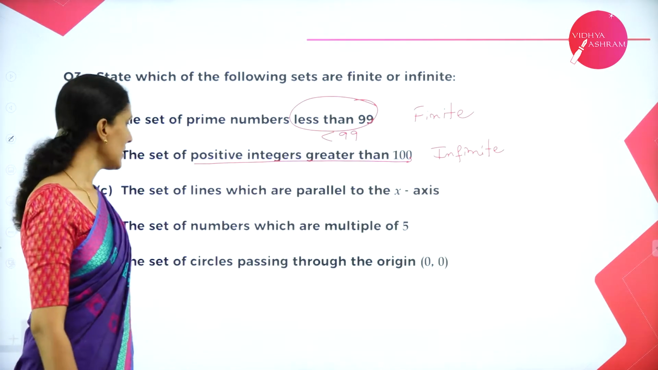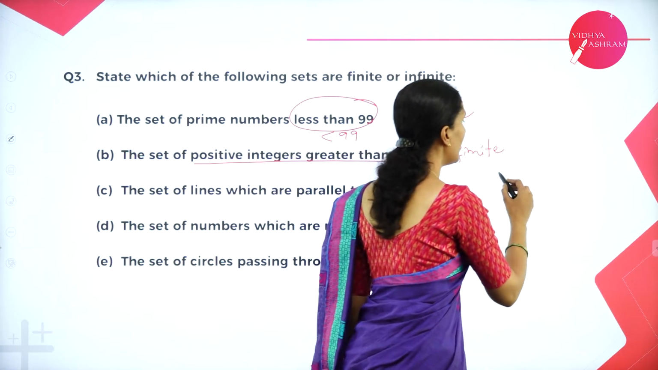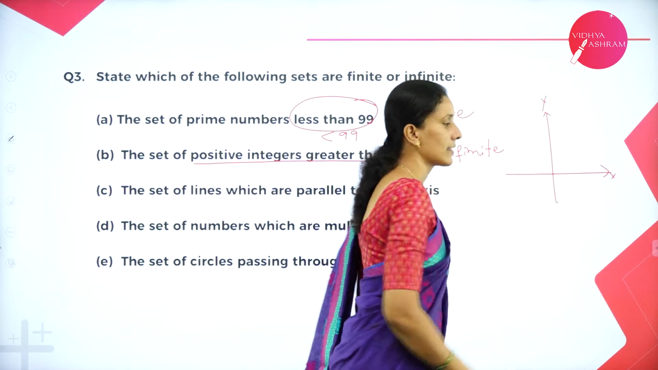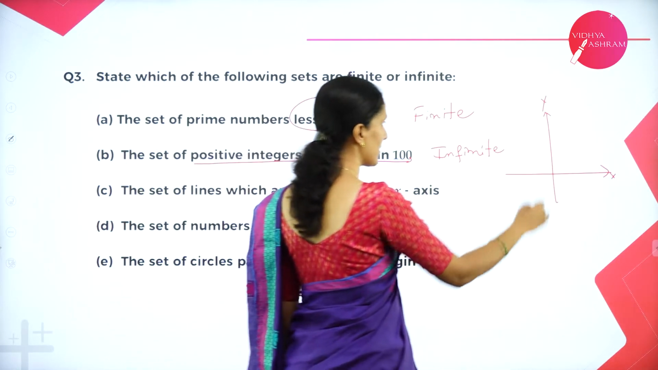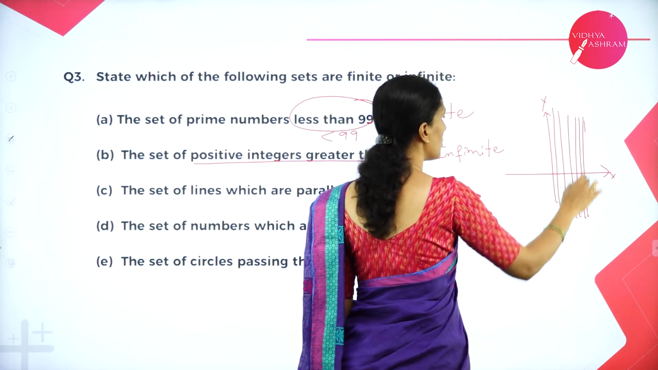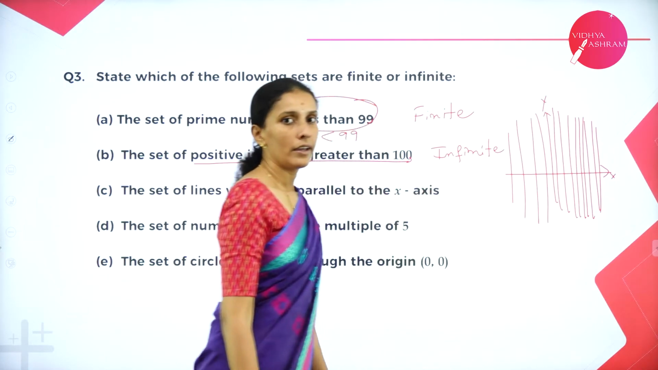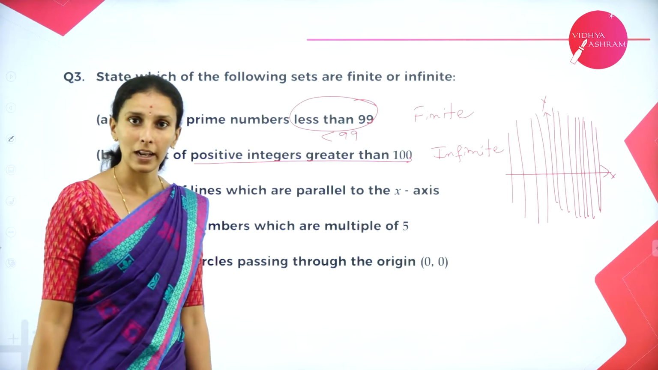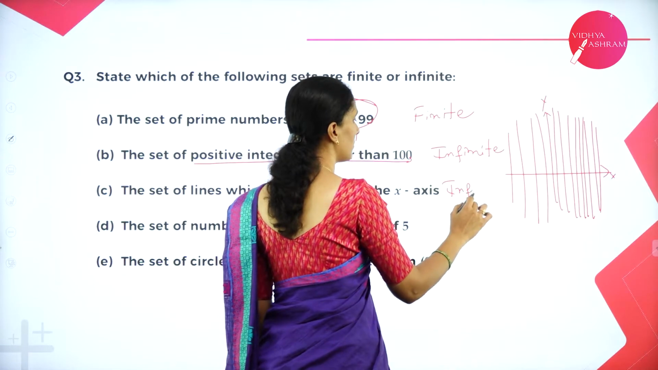The next question is the set of lines which are parallel to the x-axis. You are familiar with your coordinate axes, that is, this is the x-axis and y-axis. Perpendicular means exactly 90 degrees to the x-axis. You can find any number of lines which are parallel to the x-axis, either on the negative side or the positive side. So therefore, this is infinite.